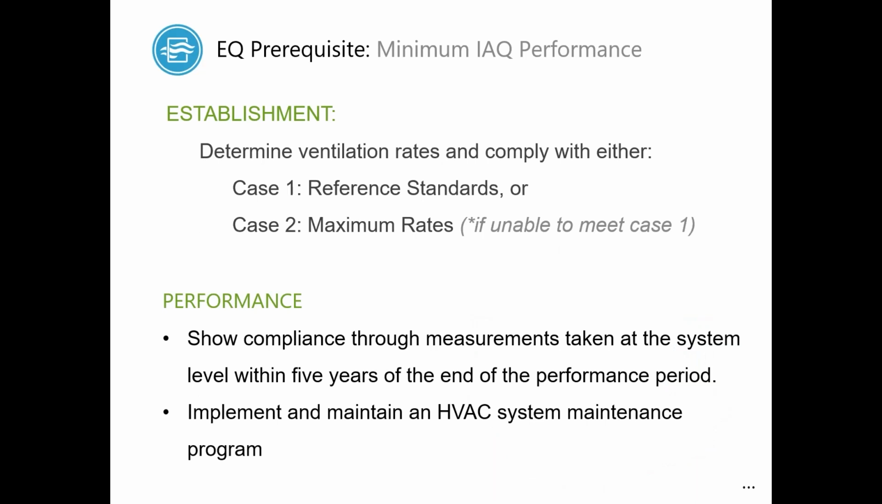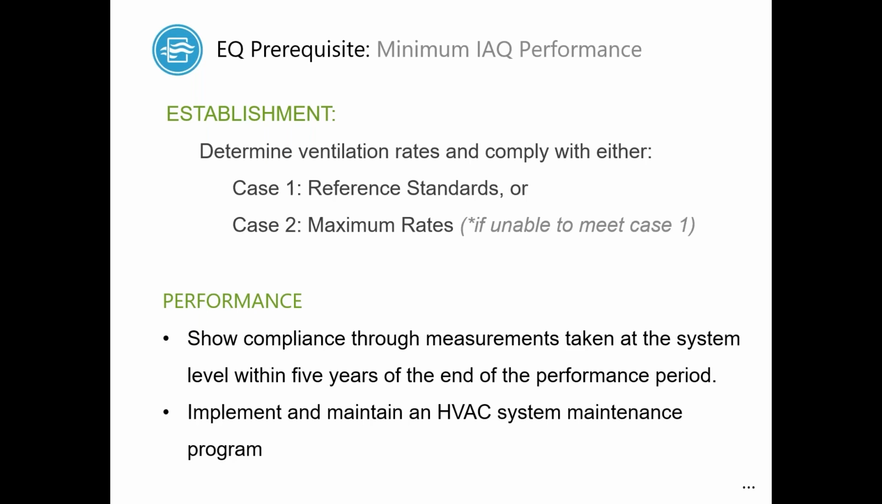All right, now that we know the background of what this credit is asking for, we talked about case 1 and case 2 earlier. Case 1 is meeting the reference standards, which is ASHRAE 62.1, as I told you to keep in mind, for your air quality. Or if you're not able to meet case 1, there are maximum rates that you can show that your building meets. So as long as you don't exceed the maximum, you could go for case 2.